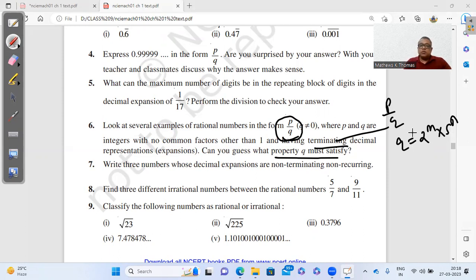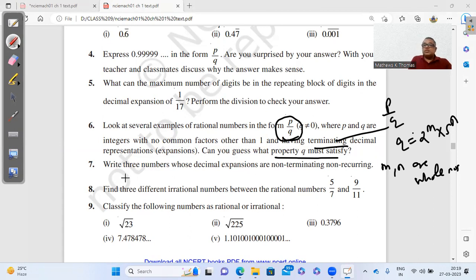Or q should be in the form of 2 to the power m into 5 to the power n, where m and n are whole numbers. It can be any whole number. Why whole number? Because it can be 0 also. If m is 0, then 2 doesn't exist. If n is 0, 5 doesn't exist. So it can be only 2, only 5, or a combination of 2s and 5s. So that's the property. Question number 7: write 3 numbers whose decimal expansions are non-terminating and non-recurring.